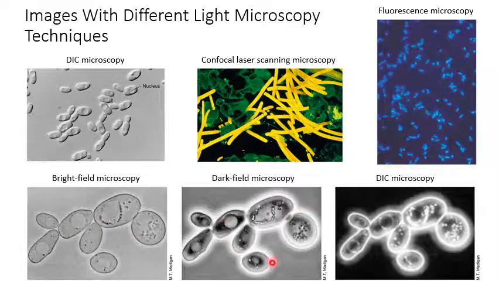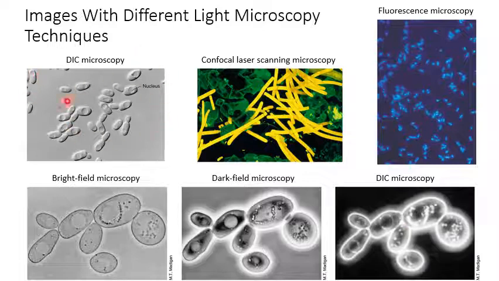And then here you have the same image but using dark field, and you can see there's better contrast between the cells and the background, and you can also see the different details within the cells better. And here's phase contrast microscopy. You can see there's even more contrast compared to the dark field and the bright field, and the cells are basically glowing.